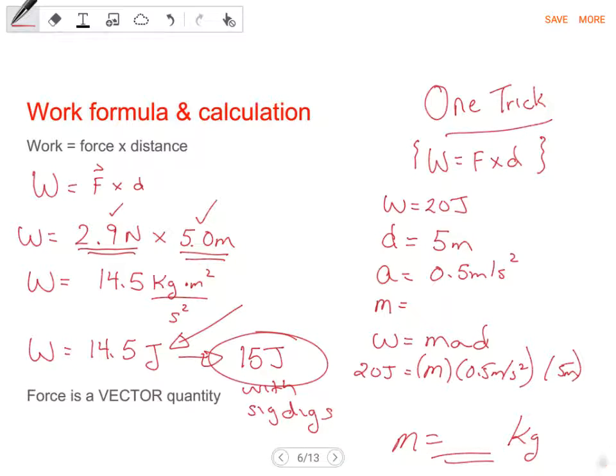My point to you is, that's a hint that I want to give you. Sometimes, within the work formula, you're going to have to break the force into mass times acceleration.